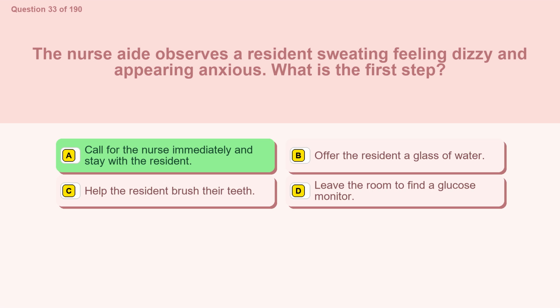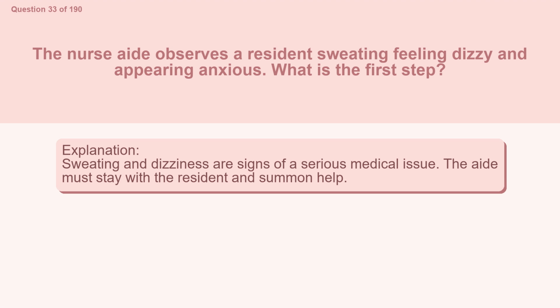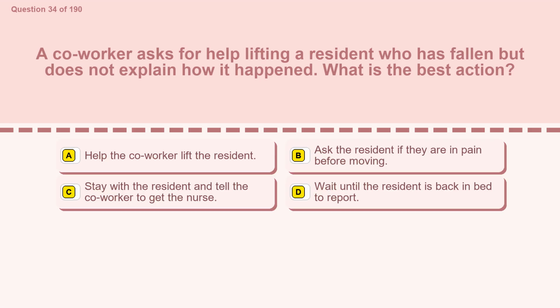The correct answer is option A. Call for the nurse immediately and stay with the resident. Sweating and dizziness are signs of a serious medical issue. The aide must stay with the resident and summon help. Question 34. A coworker asks for help lifting a resident who has fallen but does not explain how it happened. What is the best action?